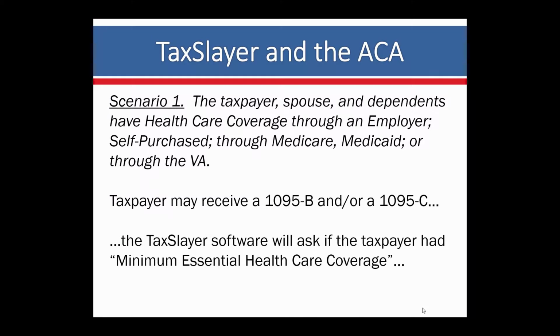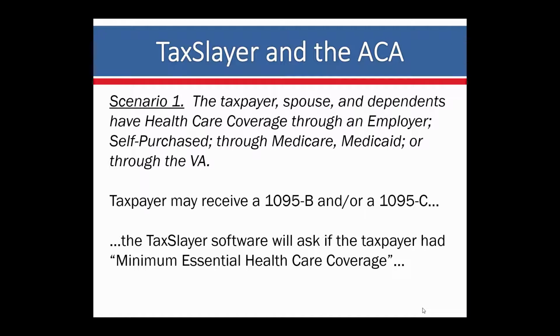In the first scenario, the taxpayer, the spouse, and dependents all have health care coverage through an employer, self-purchased health care coverage, or health care coverage through Medicare, Medicaid, or through the VA. The taxpayer may receive a 1095-B or a 1095-C. And remember, those two forms are voluntary for 2014 for the 2015 tax filing season.